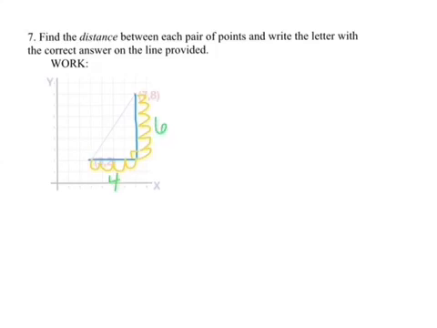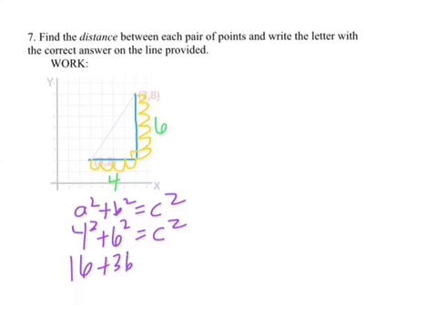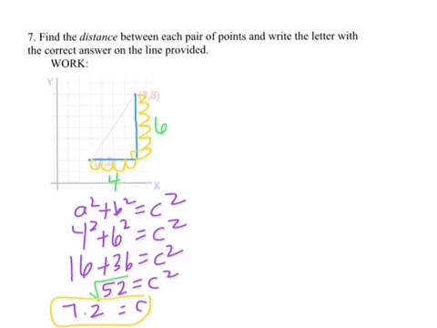So a squared plus b squared equals c squared. 4 squared plus 6 squared will give us c squared. 16 and 36 equals 52 for c squared, and our final step to get c, or the distance, is the square root of 52. And that would be an irrational number. It would give us approximately 7.2 for that distance.